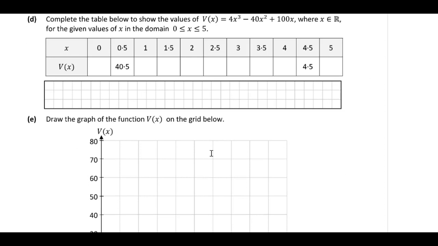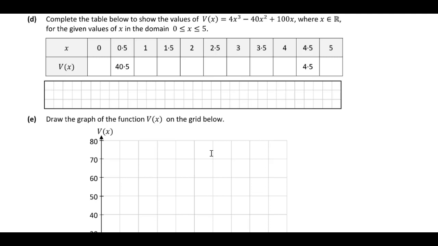Okay, let's have a look at D. So in D here we've got to complete the table below to show the value of v of x is equal to 4x cubed minus 40x squared plus 100x, where x is real, for a given value of x in the domain x between 0 and 5. So a couple of ways of doing this. You can do this manually, or you can put it into your calculator and your calculator will work it out for you. You use the table function and put the function in between 0 and 5, step it up in 0.5s, and it'll just complete the table for you.